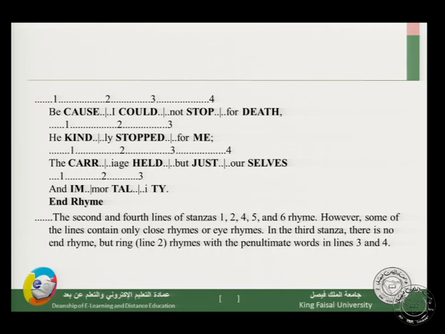Chill and tell. We pronounce it as tell and tool. Okay, so we say chill and tell, or till. Okay, so these rhyme. In the third stanza, there is no end rhyme. Okay, some lines do not rhyme, or some stanzas do not rhyme.